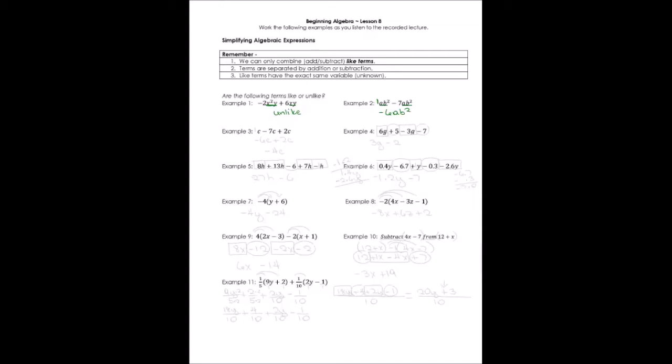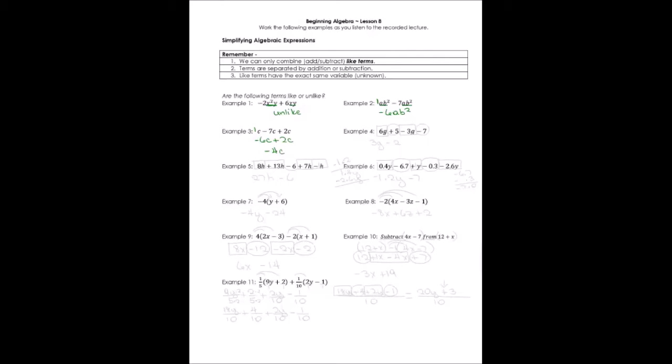Let's look at number 3. I have c, which I know is a 1c, minus a 7c, plus 2c. Well, those are all the same variable, so we can combine them. We would say 1 minus 7 is really a negative 6c, plus 2c. And negative 6 plus 2 would give us a negative 4c.